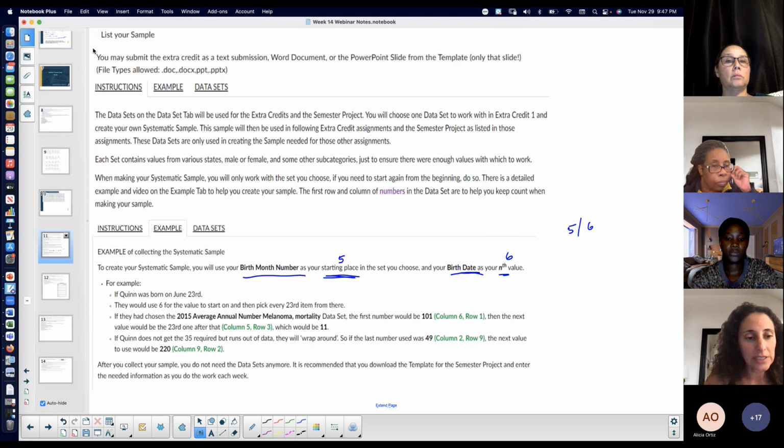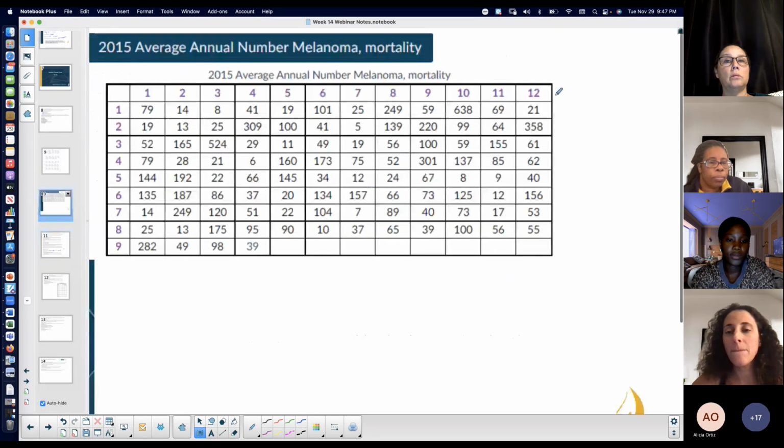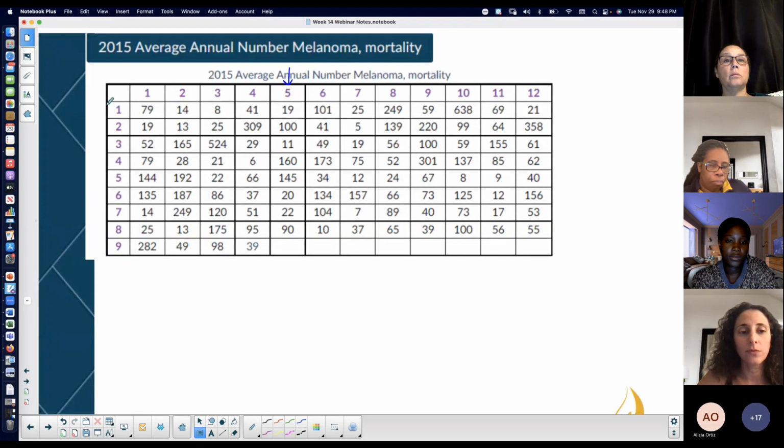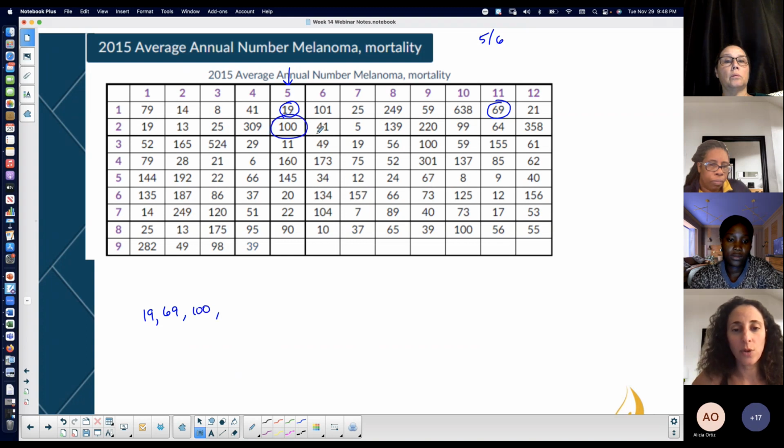Let's go to this data. I'm going to start on column 5. Row 1. 19 is the first value in my list. And being that my birthday is 5/6, I'm going to pick every 6th. So from here, I'm going to go 1, 2, 3, 4, 5, 6. 69 is part of my sample. 1, 2, 3, 4, 5, 6. 100 is part of my sample. 1, 2, 3, 4, 5, 6. 64 is part. I'm not going to do all 35 values, but I'm going to keep going until I get to 35. I'll do a few more.